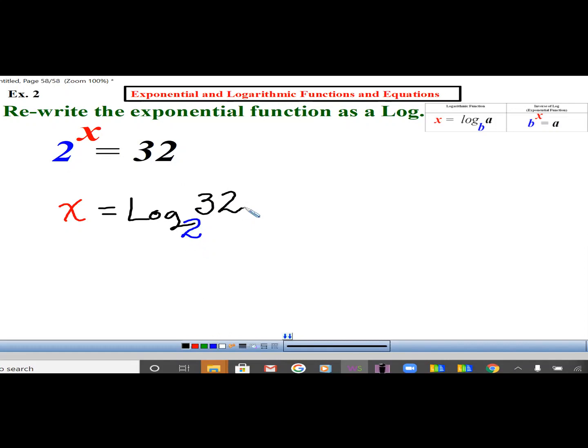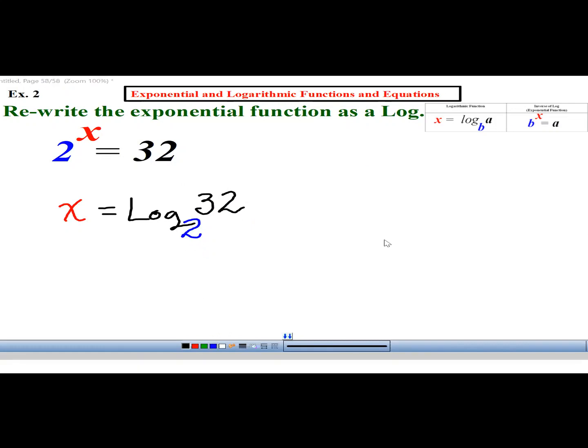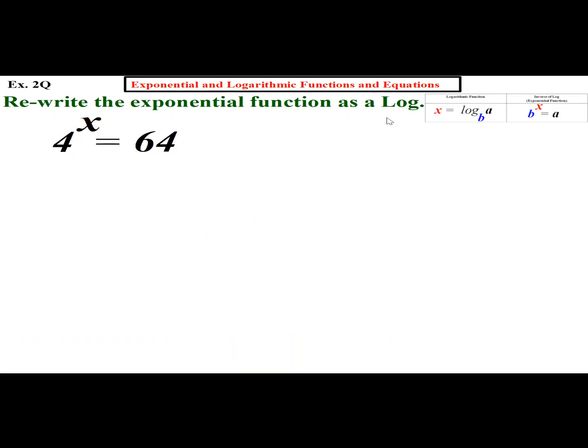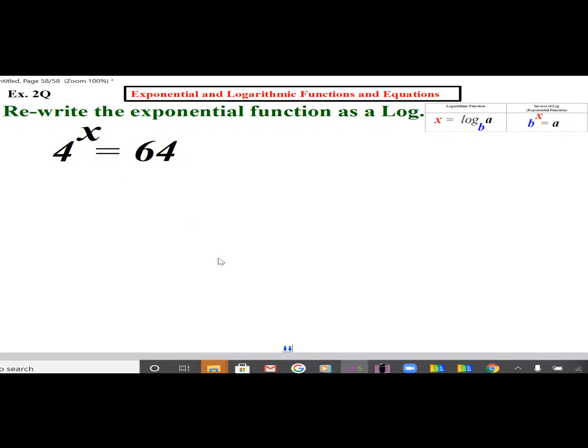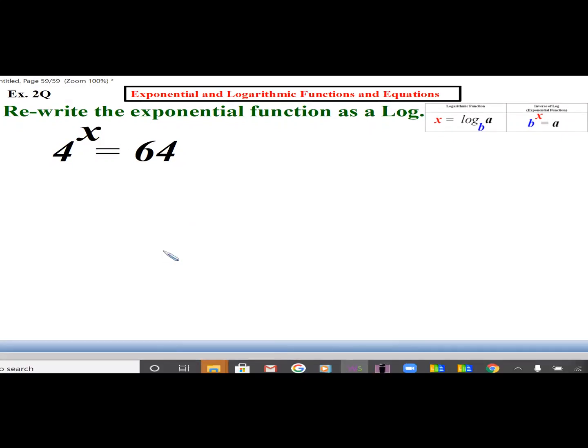All right, let's do another one. Example 2q reads, rewrite the exponential function as a log. We have 4 to the x exponent equal to 64. Once again, I'm going to write it with colors just to make sure we see it. Exponent of x equals log. And what is my base? My base is 4 and the given number is 64. So far so good? Yes?